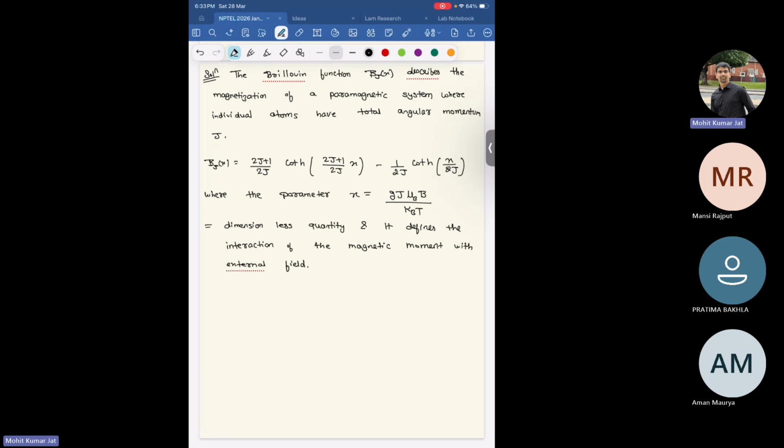And this 2j plus 1 part comes because in quantum mechanics, when an atom or ion has discrete spin states, it can acquire 2j plus 1, where j is this quantum number, and the total number of states will be 2j plus 1. But this is about the Brillouin function. Now let's understand the physical meaning of the Langevin function.